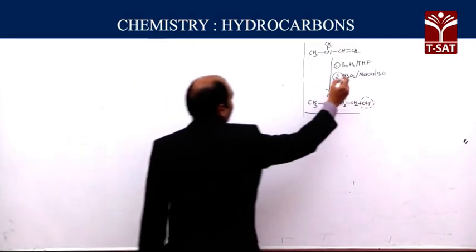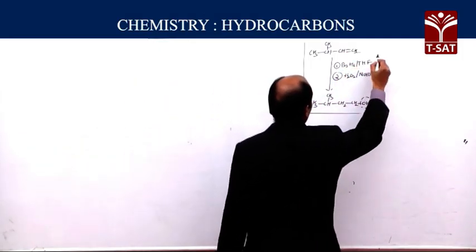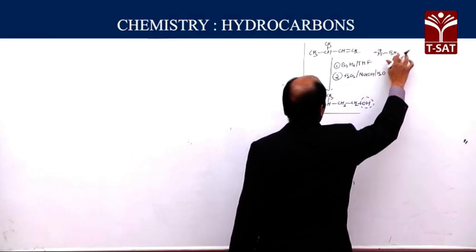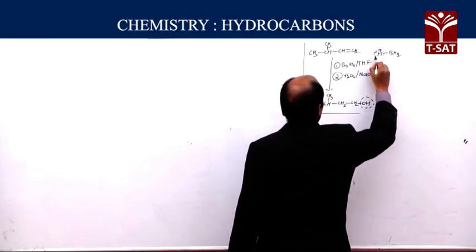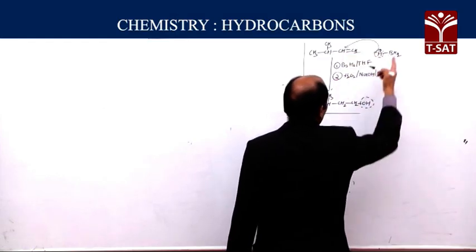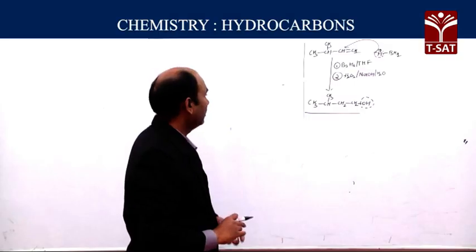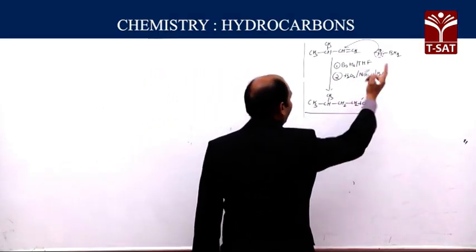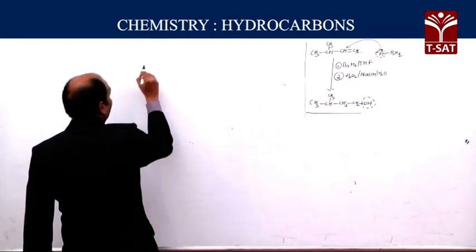this hydrogen, one hydrogen, from B2H6, that is BH3, BH2. One hydrogen is added to one carbon, that is hydrogen from BH3, oxygen from H2O2, and hydrogen from NaOH. Okay, let's take an example.